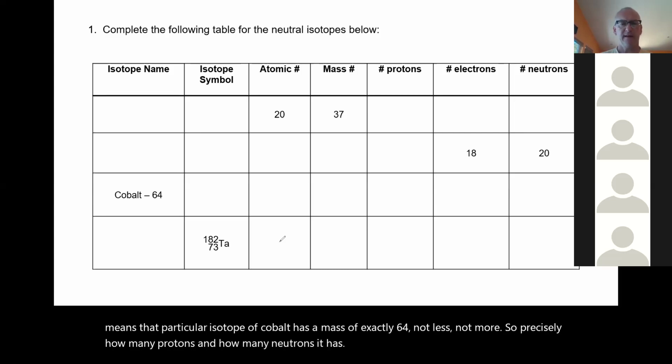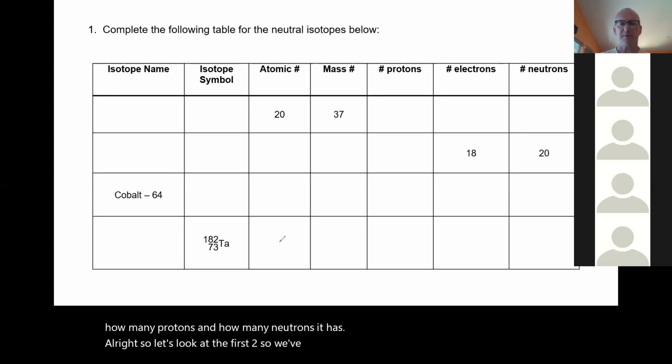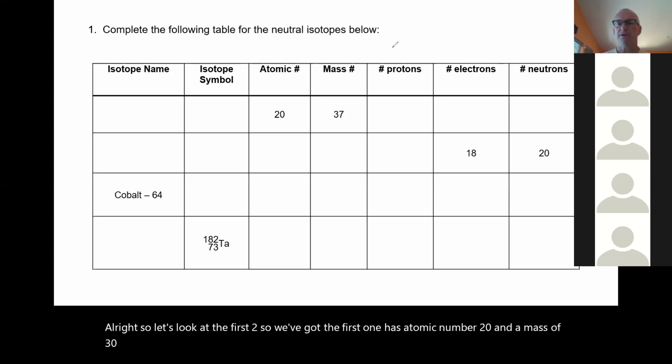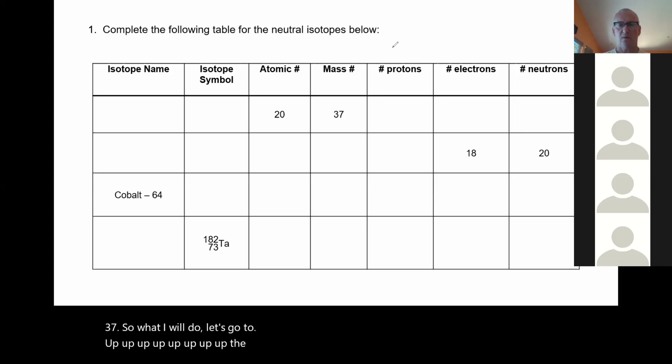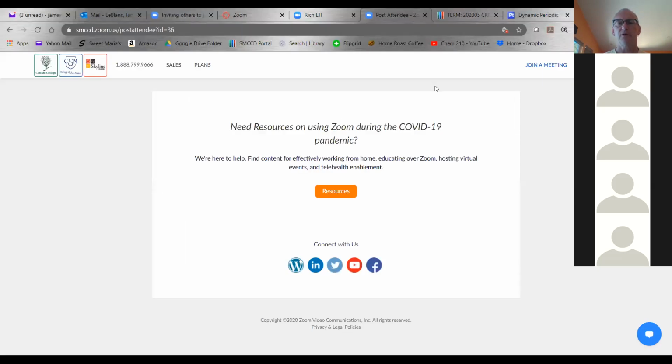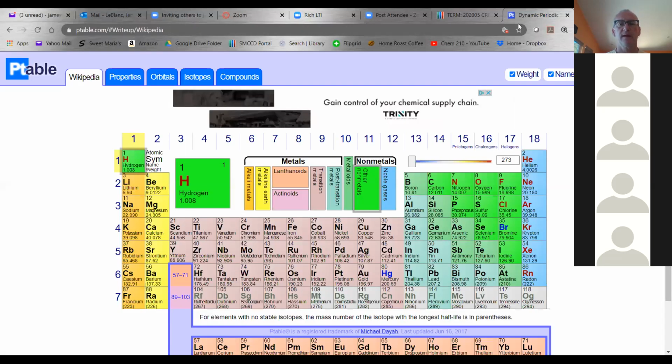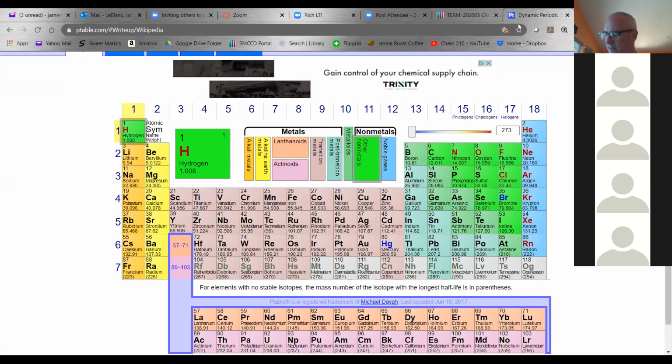All right, so let's look at the first two. The first one has an atomic number of 20 and a mass of 37. So let's go to Google here. Can you see the screen there? We've got ptable.com. Does that show up on your screens? Yes. Okay, cool. So we've got an atomic number of 20. What does that mean? What's the atomic number refer to?